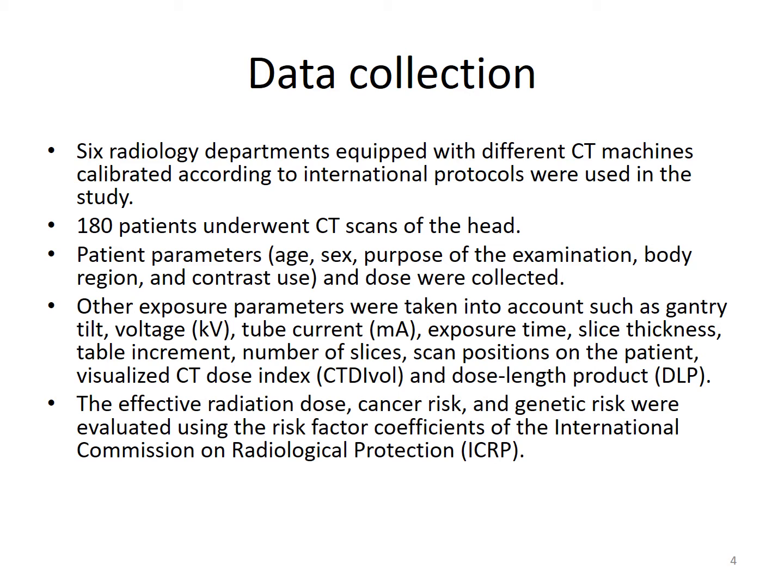Other exposure parameters were taken into account, such as gantry tilt, voltage, tube current, exposure time, slice thickness, table increment, number of slices, scan positions on the patient, volume CT dose index, and dose length product. The effective radiation dose, cancer risk, and genetic risk were evaluated using the risk factor coefficients of the International Commission on Radiological Protection.